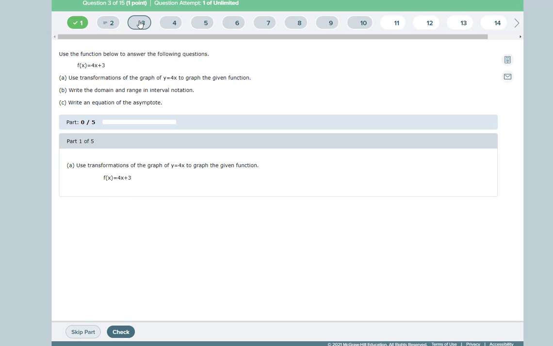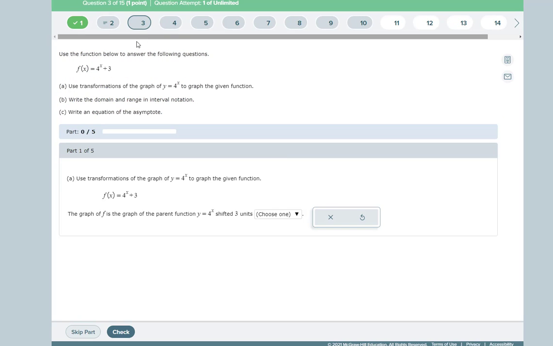If I skip on over to part 3, this gets a little bit more interesting because there's been a transformation. We have the regular 4 to the x function, our exponential function, that looks like that kind of J shape. But then that plus 3 is outside of the exponential function, so it's going to add 3 to all of our outputs, which really shifts the entire graph up 3. So for transformations, we say that the graph is shifted 3 units upward.